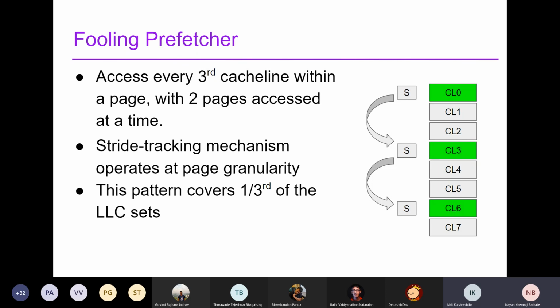The reason we are able to fool the prefetcher is, as the author claims, that the tracking mechanism operates at page granularity. Since we are accessing two pages at a time, it's able to fool the prefetcher. And since we are accessing every third cache line, the pattern covers 1/3 of the LLC sets.